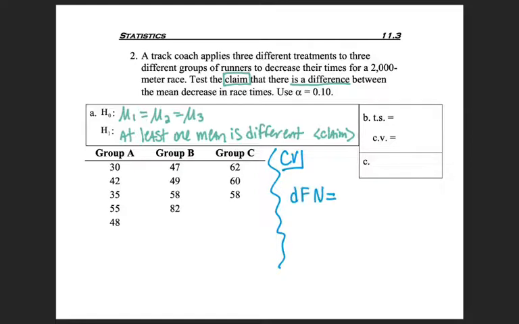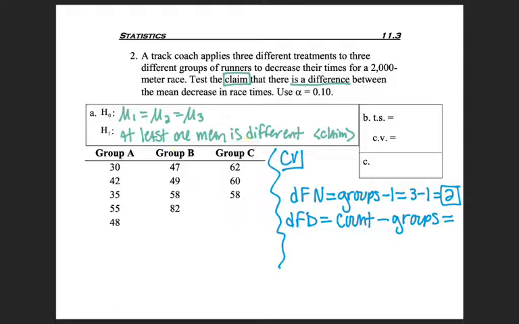We need to start by finding the degrees of freedom for the numerator of our F test. And this is the number of groups minus 1. And we can see that we have 3 minus 1, or 2 groups for our number of columns. Now we're ready to find the degrees of freedom of the denominator for our F test. And this is the count of how many numbers there are minus the groups. So we could add up how many numbers we see. So 5 plus 4 plus 3 minus the 3 groups, or 12 minus 3 is row 9.